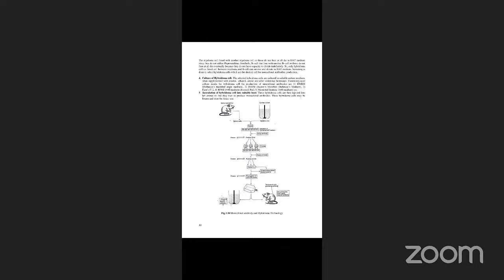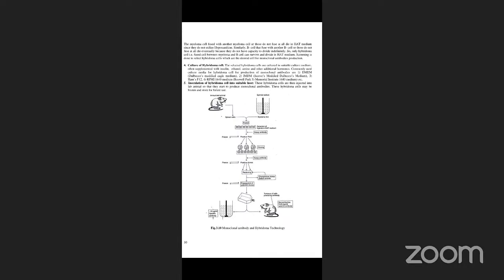Therefore, B cells can grow in the HAT media, as they have HGPRT. But myeloma cells cannot grow because they don't have this enzyme and gene. Hybridomas can grow, but only myelomas cannot grow. This is again a separate topic, so I'm not going in depth. They will culture the hybridoma cell, inoculate it in the host, and produce more antibodies.